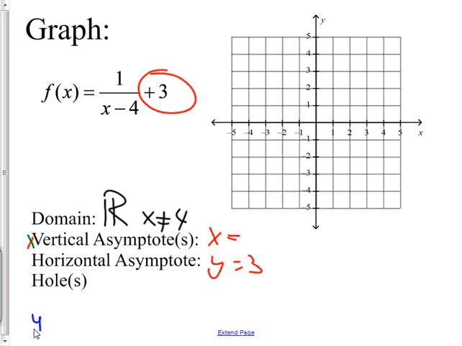So anyway, last thing is the hole. Does this one even have a hole? It does not, because there's nothing on the top and bottom that cancels. So I say no. All right, did you have a question?